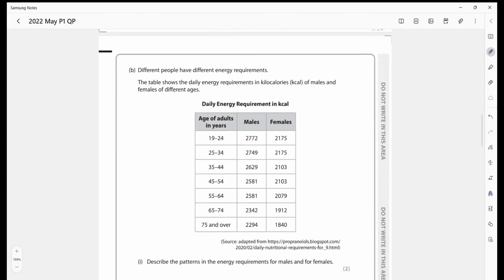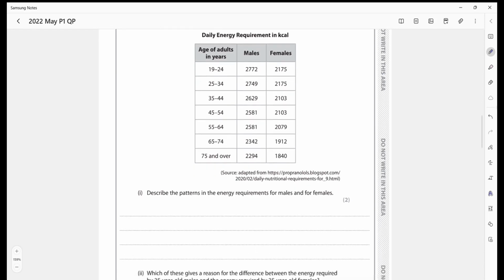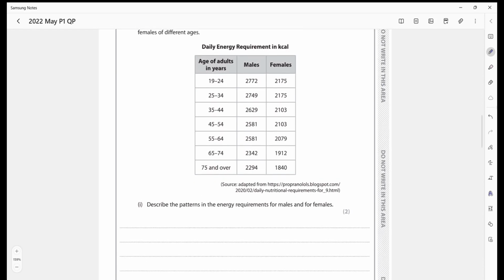Alright, let's do part B. Different people have different energy requirements. The table shows the daily energy requirements in kilocalories of males and females of different ages. Alright, describe the pattern. Okay, so when it says describe, we're just looking at the trends that are in the table. We're not explaining why that is. So we're just trying to look at the trends here between males and females, right?